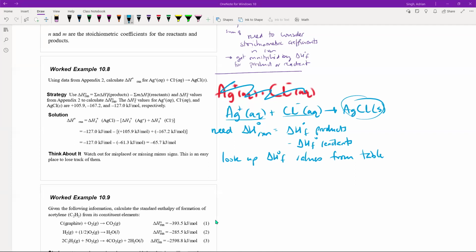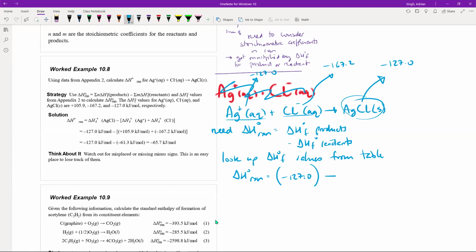So we can find those in our table. So then we have our delta H for the reaction. For the delta H for formation of AgCl, you look that up, that is negative 127.0 kilojoules per mole. For the Cl minus, that is negative 167.2. And for the Ag plus, that is negative 127.0. So when I stick this in, the products go first. So that is negative 127.0 for the AgCl.